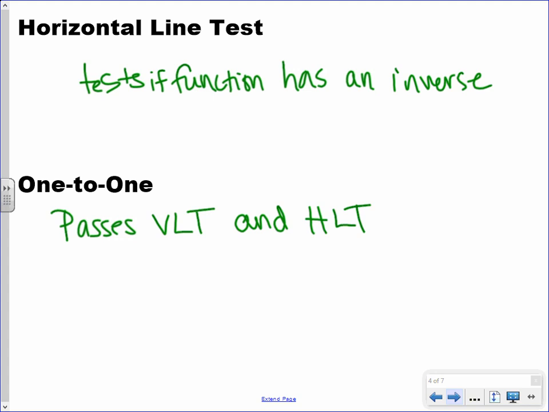Y equals x cubed. What's another one? Linear? Any linear function that's not a vertical line. Anything else? Yes, the identity function, which is linear, right? Square root function, does it pass vertical and horizontal line tests? It does. It does. So let's talk about that square root function.